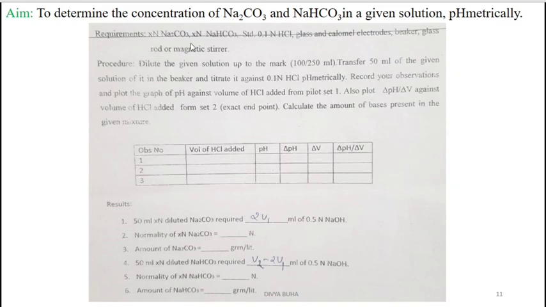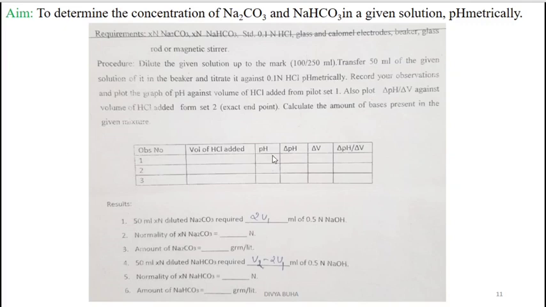So the requirement is: you require X normal Na2CO3, X normal NaHCO3, then you require standard 0.1 normal HCl as a titrant. Then you require the electrodes, beaker, glass rod. Over here you will be titrating the mixture against standard 0.1 normal HCl. So it's an acid-base titration, wherein the neutralization reaction would occur and both of these would get neutralized. And in this practical, you will be getting two endpoints.